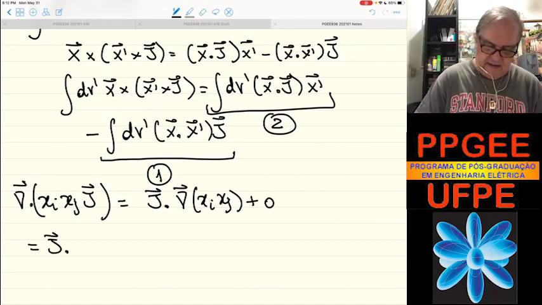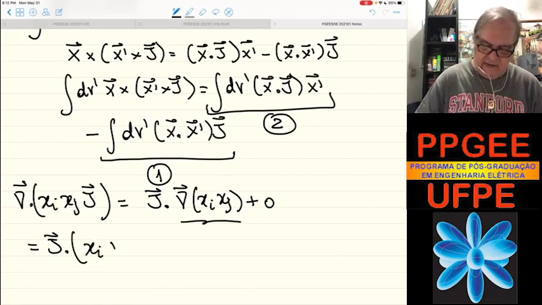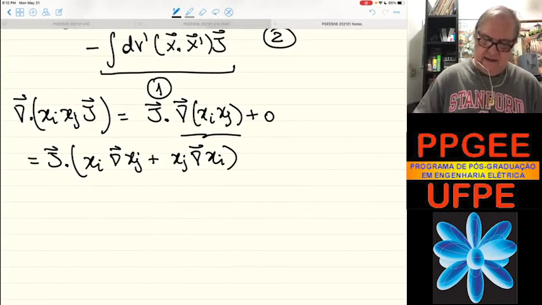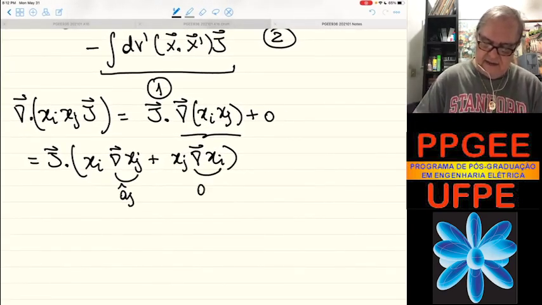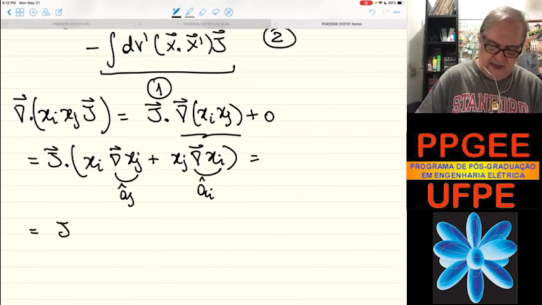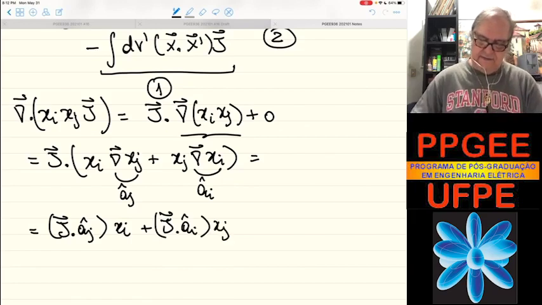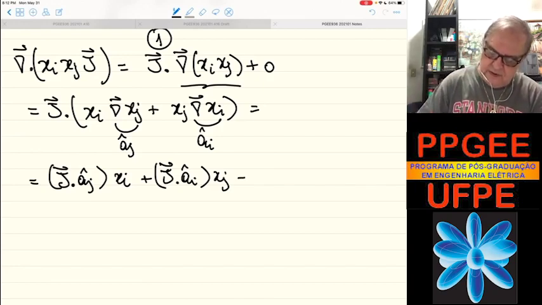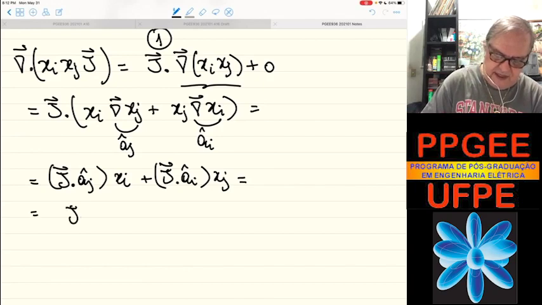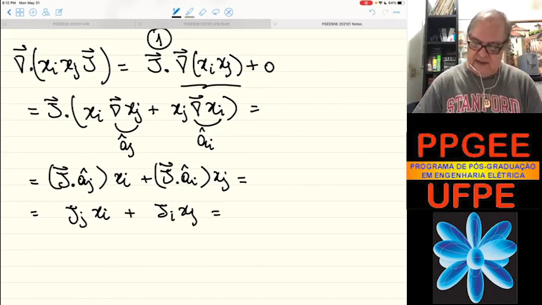So this is going to be j. So by the chain rule, xi gradient of xj plus xj gradient of xi. So this is aj, this is ai. So it's going to be j dot aj xi plus j dot ai xj. Okay? So this equals jj xi plus ji xj. Now we have this identity. So this equals the divergence of xi xj j.